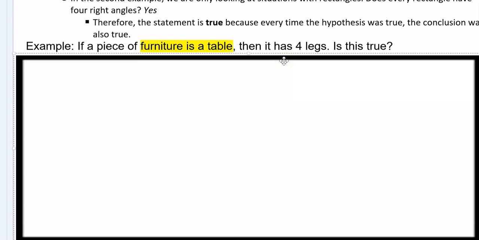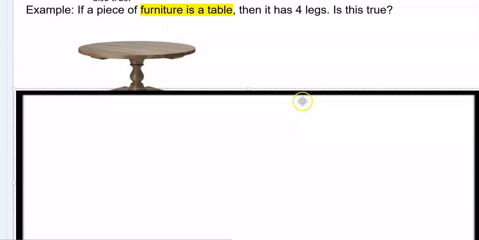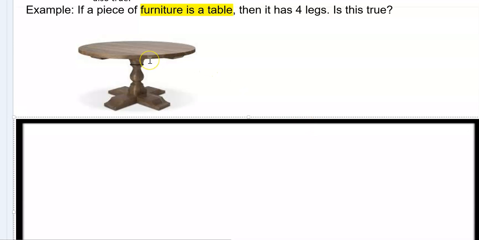So another example, if a piece of furniture is a table, then it has 4 legs. Is this true? Can you think of a table that does not have 4 legs? What about this one? We have come up with a table, so we met the first part that did not meet the second. So that statement is not true.